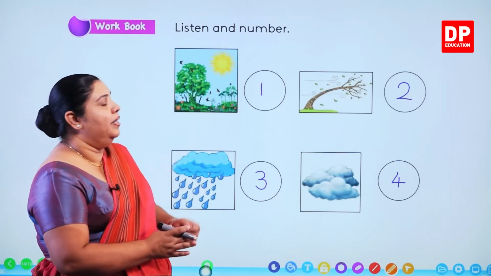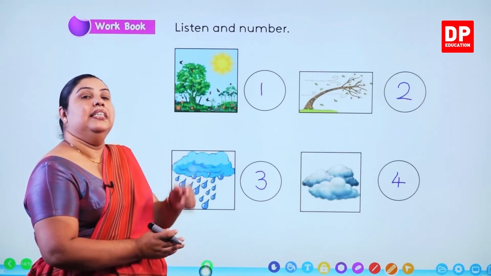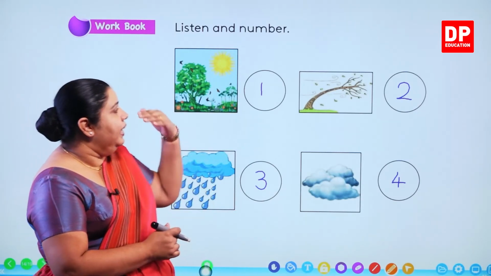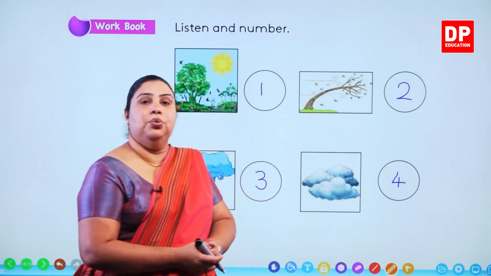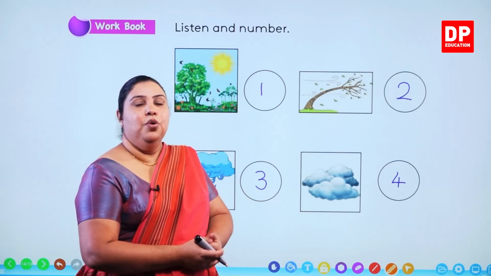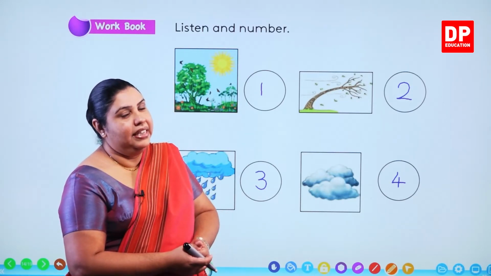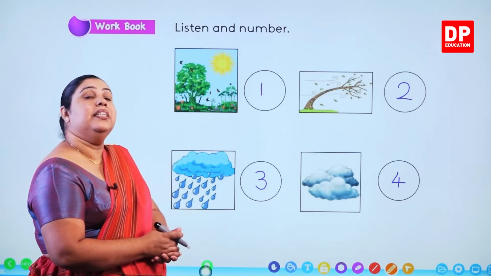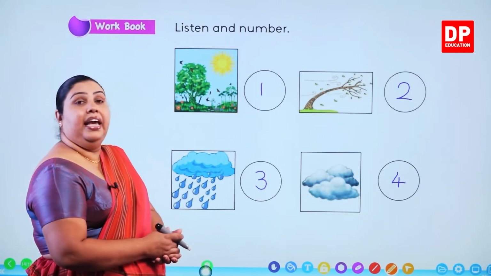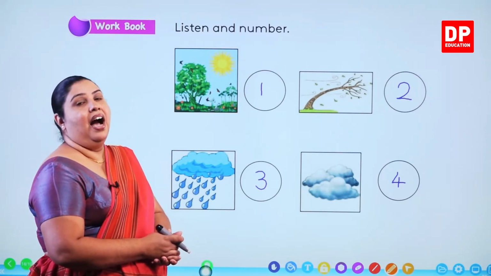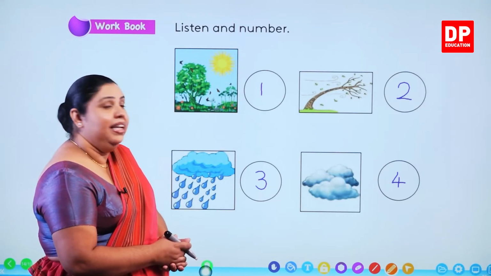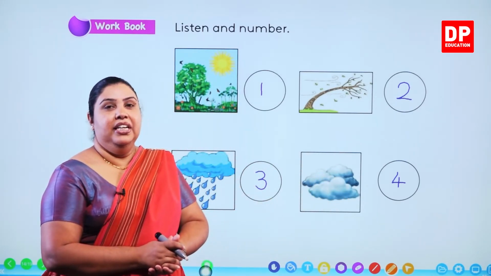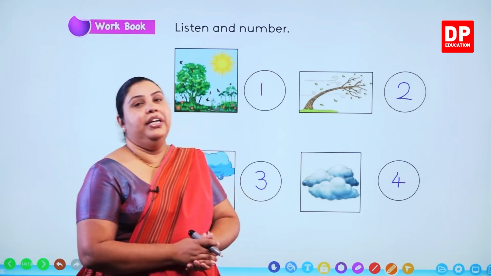What is the first one? The first one is a sunny day. What is the word? Sunny. Sunny day. Then number 2. What is number 2? Windy. W-I-N-D-Y. Windy. Number 3. It's a rainy day. R-A-I-N-Y. Rainy. And the last picture, cloudy. C-L-O-U-D-Y.